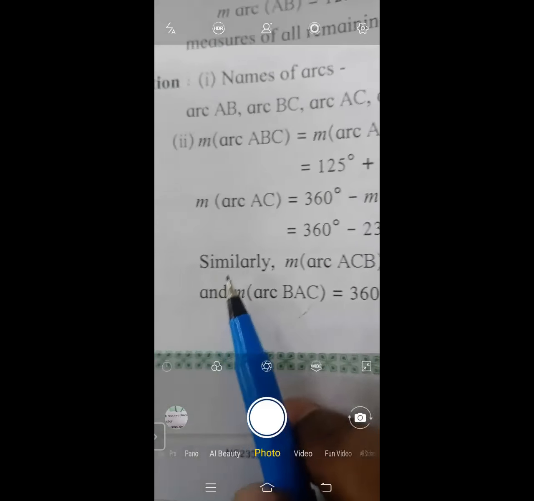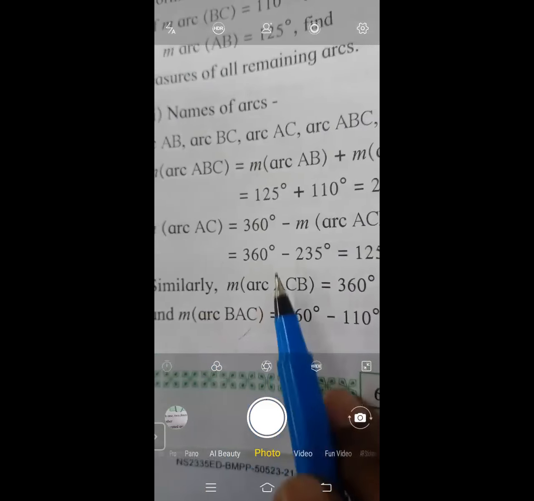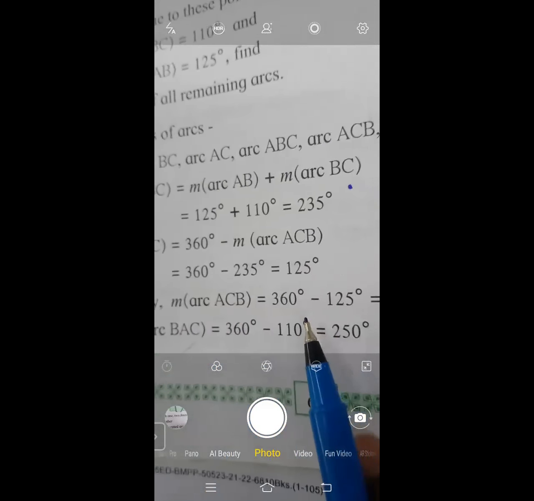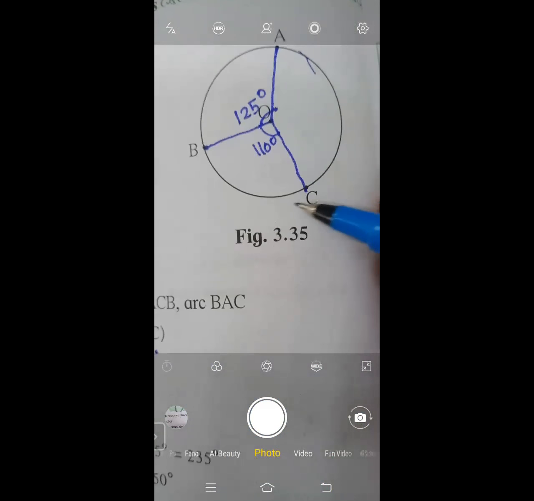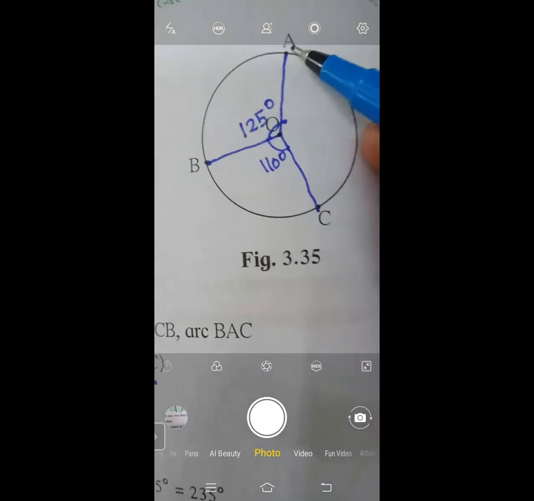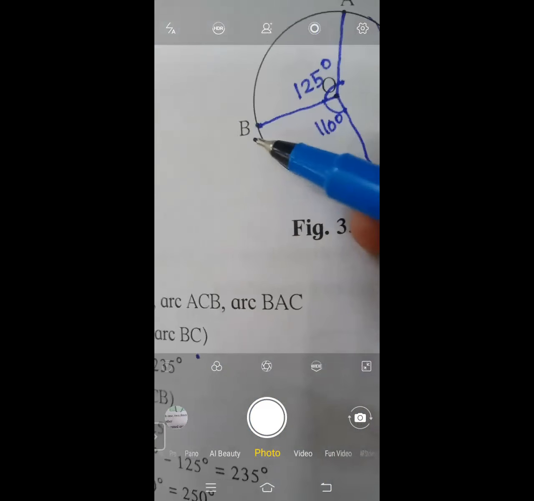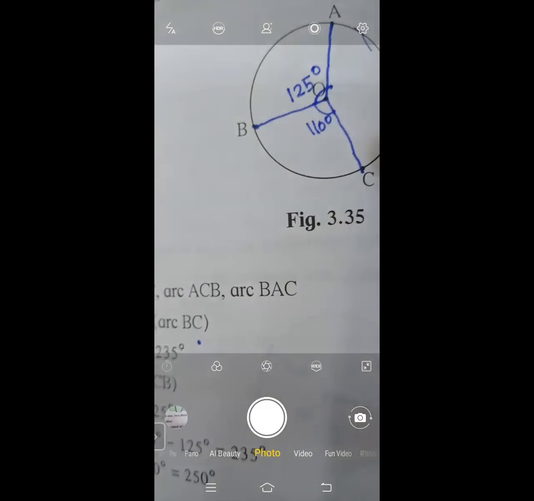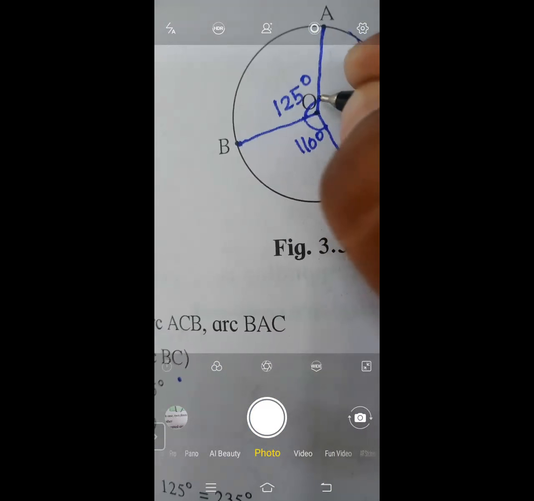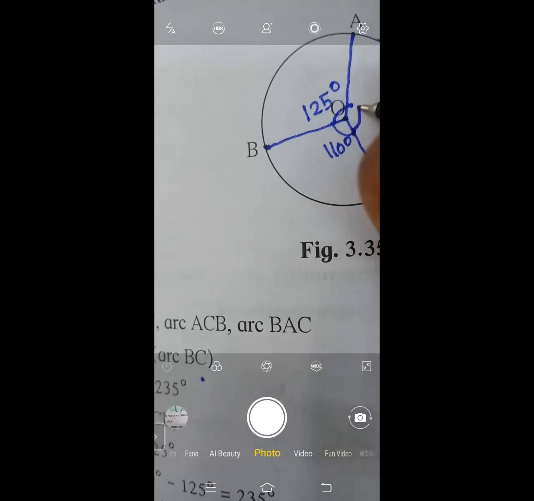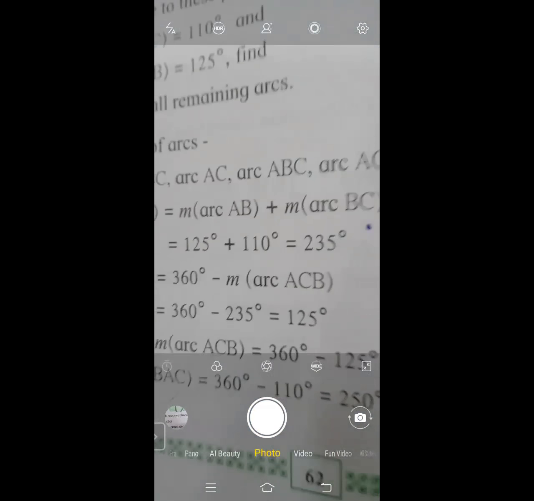Okay, these are the simplest things. Very simple. Similarly, measure of arc ACB is equal to... okay, now look at this arc in the figure. This is ACB. So what things are required for ACB? Now we know the measure of arc AC. We got the measure of arc AC. What is it? It is 125 degrees.